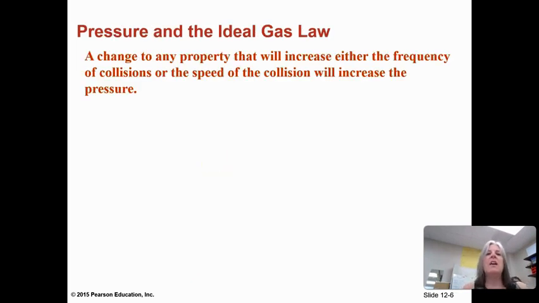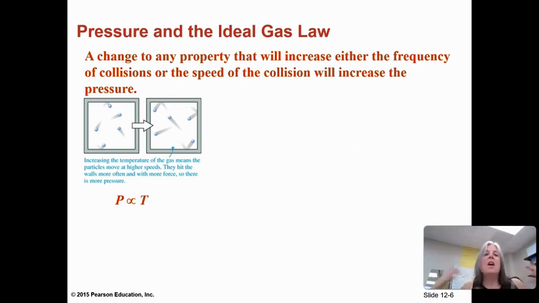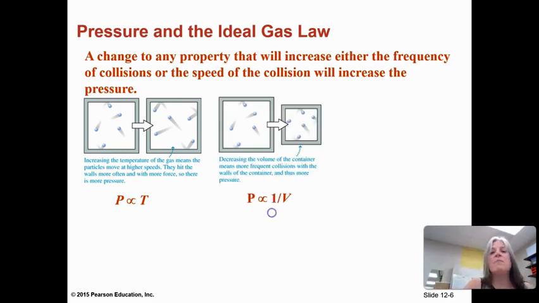All right. Now, what this means is that if we change any of these properties, volume, temperature, we're going to change the pressure, because if we increase the frequency of the collisions or the power of the collision, then we have more collisions and more powerful collisions. And so one of the things you can see from looking at the ideal gas law is that pressure is proportional to temperature. If temperature goes up, pressure goes up, right? If I increase temperature, I increase speed, which means they're going to collide faster. I'm going to be hitting those walls more often. I'm also going to be hitting them with more force.